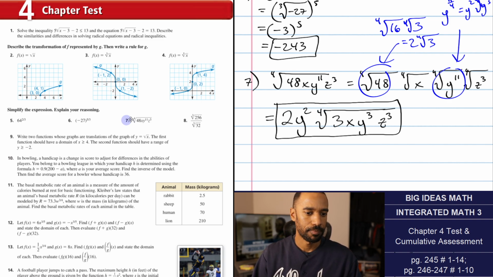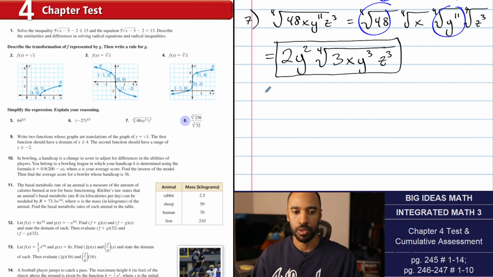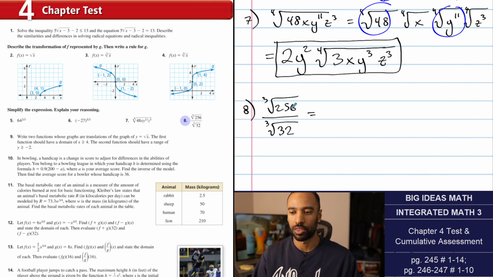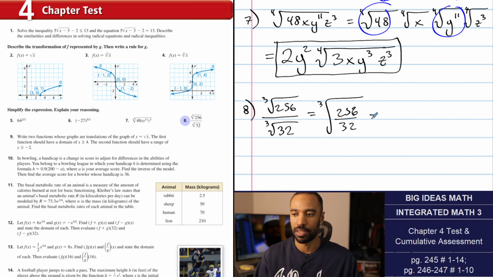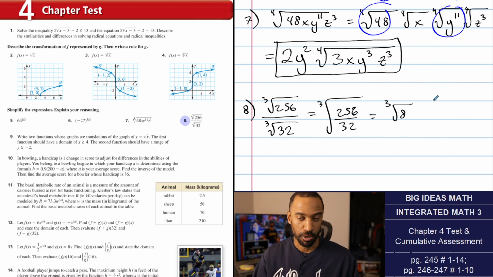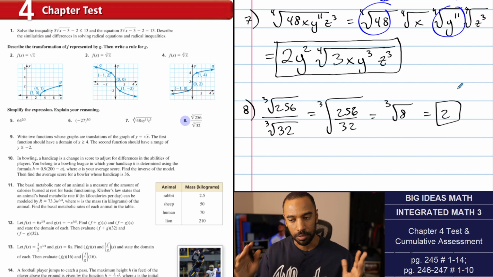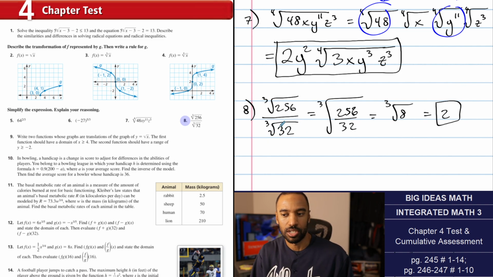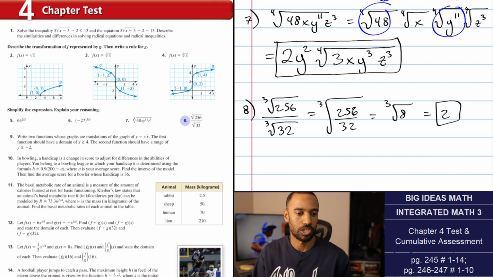All right, number 8 is the cube root of 256 over the cube root of 32. Now, I'm curious as to whether 32 can divide 256. It can. So I think the fastest way to do this problem is to literally do that division. There are other ways of going about it. Remember, this is the same thing as the cube root of 256 over 32. And if they divide, they do. You get 8, which is nice. So the cube root of 8 is a great simplification, and that's 2. And you're done. Another way would be trying to rationalize the denominator, but if you can make it work like this, you just do it.